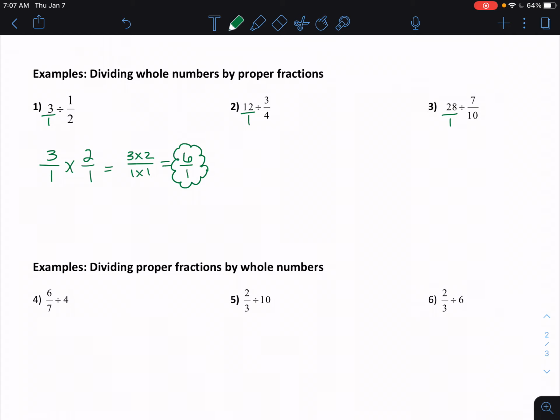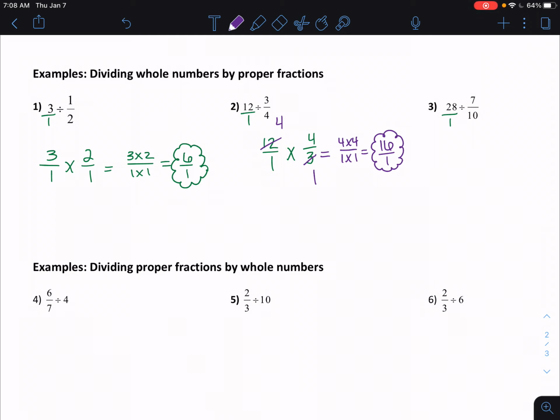In the second one, I have 12 over 1. That's my keep. I'm going to keep that the same. I'm going to change my sign to multiplication, and I'm going to flip the second fraction. Now in this one, there is some cross-canceling that can happen. I can cancel the 3 and the 12 with each other. So the 3 is going to become a 1 because 3 divided by 3 is 1, and 12 divided by 3 is 4. That's the only cross-canceling that I can do. So I'm going to have 4 times 4 on top and 1 times 1 on the bottom. And I get 16 over 1, or 16.